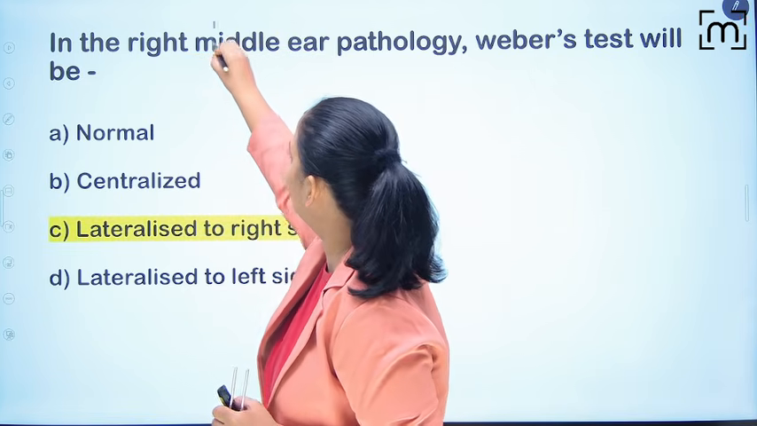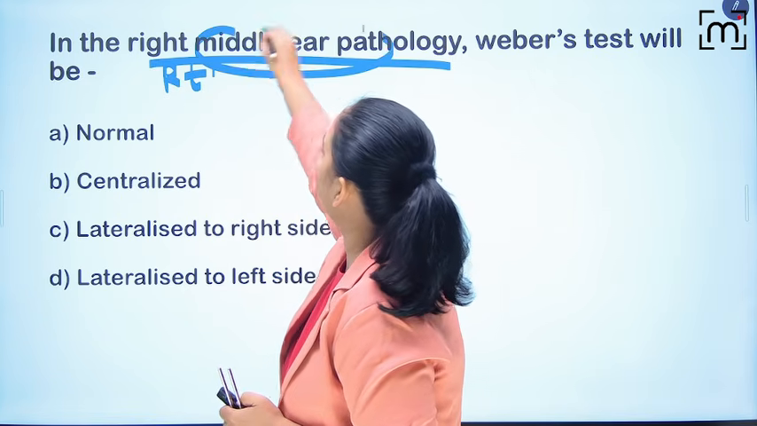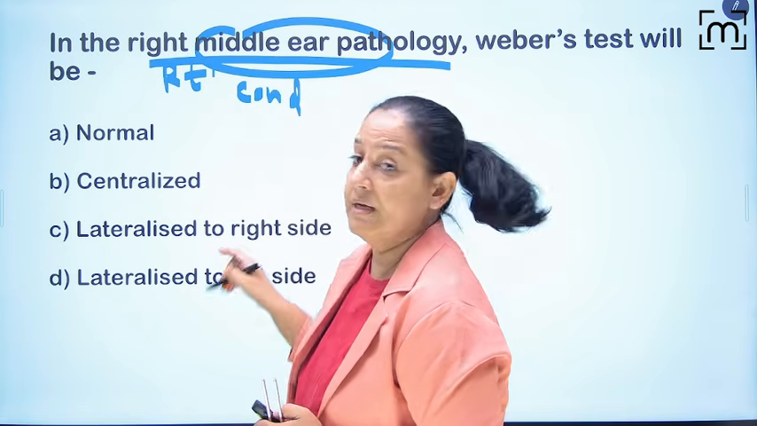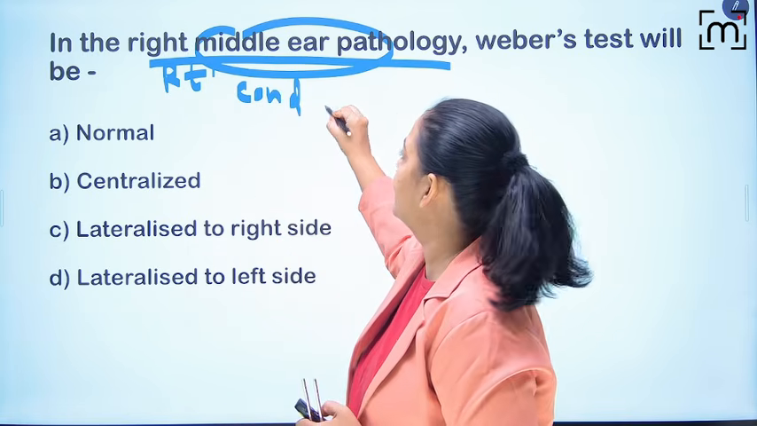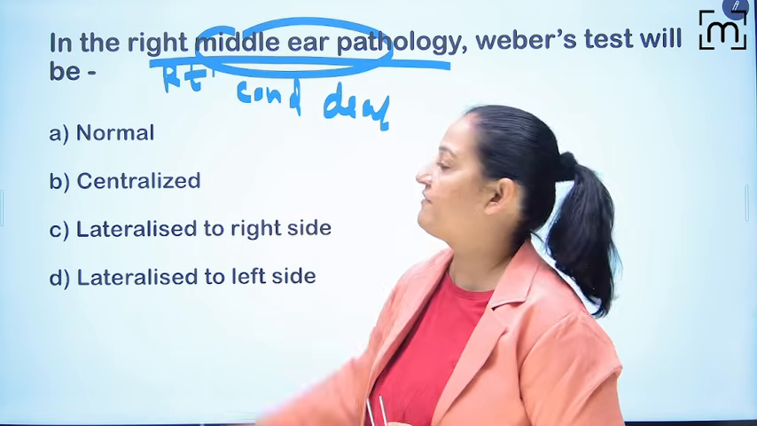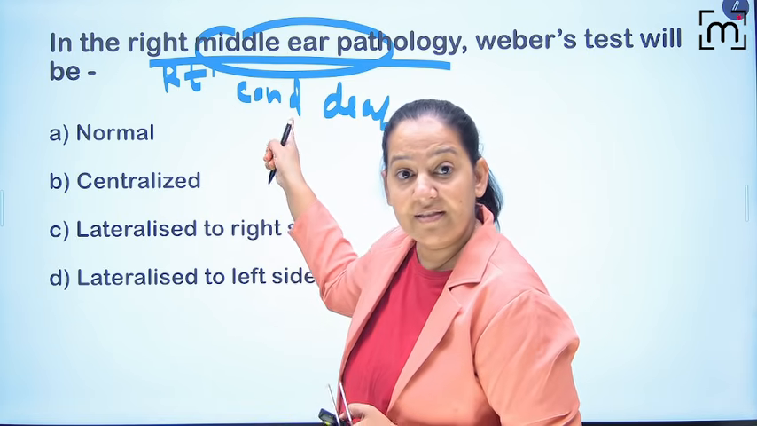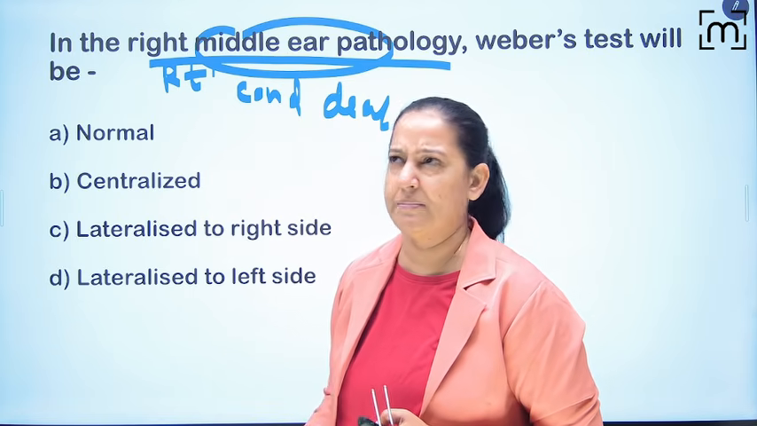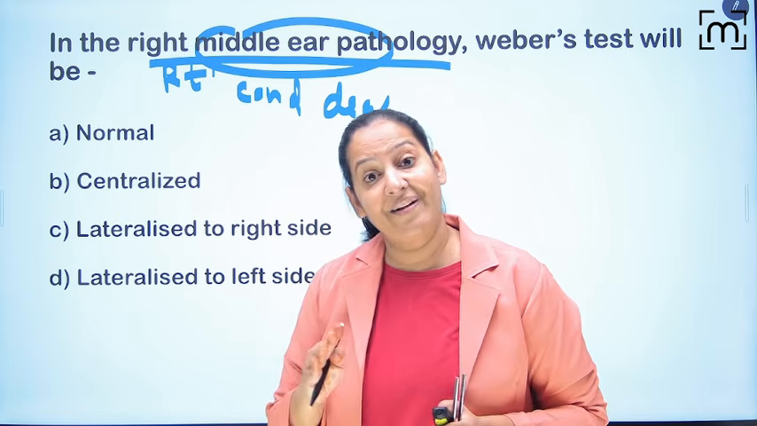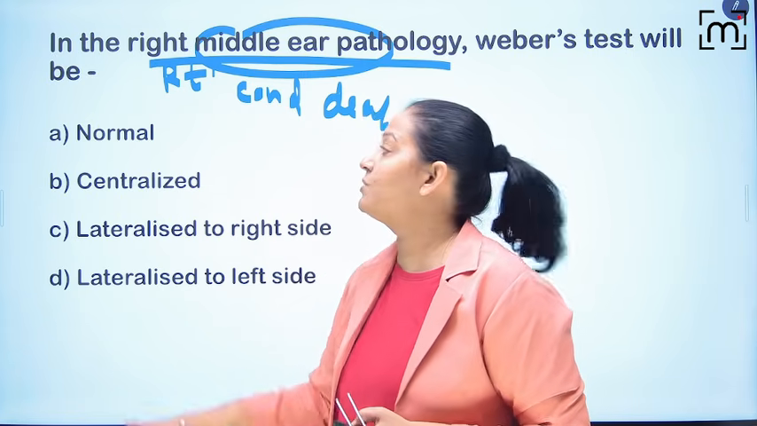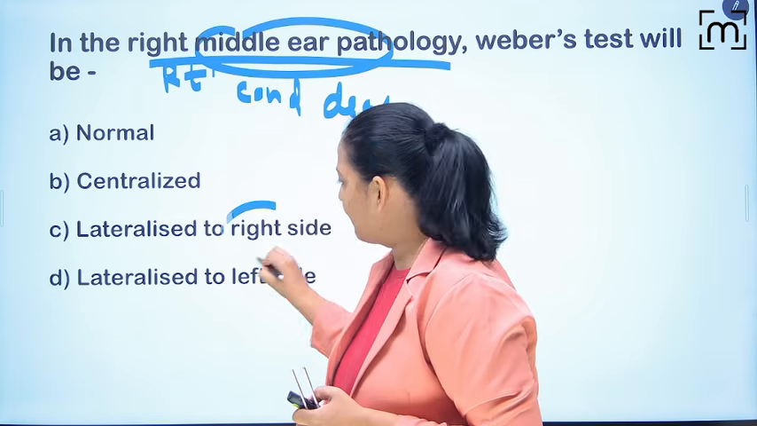In other words, instead of middle ear pathology, you read it as conductive deafness. So right conductive deafness. Which side will it be lateralized? In conductive deafness, it is lateralized to the opposite side. I'm sorry. In conductive deafness, it is lateralized to the disease side only. So right conductive deafness, it is lateralized to the right side only.